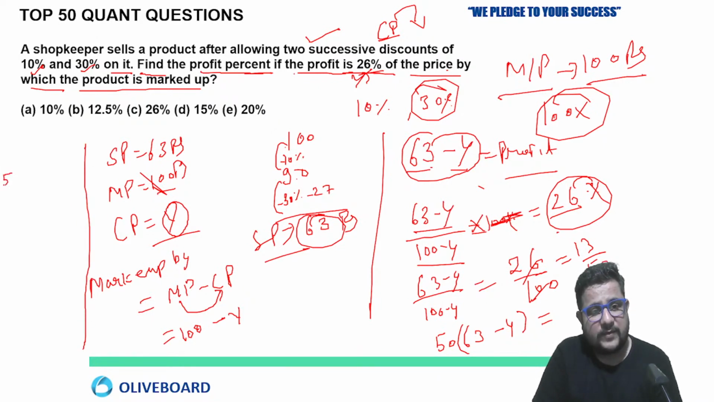Just see now. 50 multiply 63 minus y equals to what? Equals to 13 multiply 100 minus y. So when you will multiply, 50 into what? Given 63. So 63, 630, 5s are 3150 minus 50y equal to 13 into 100, 1300 minus 13y. Right, this equation you will get.